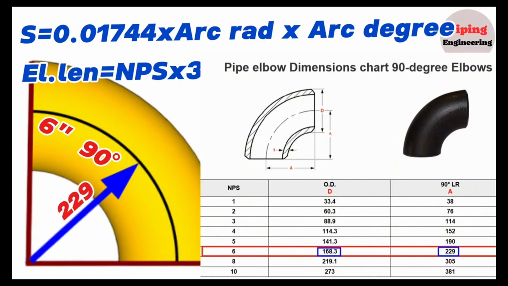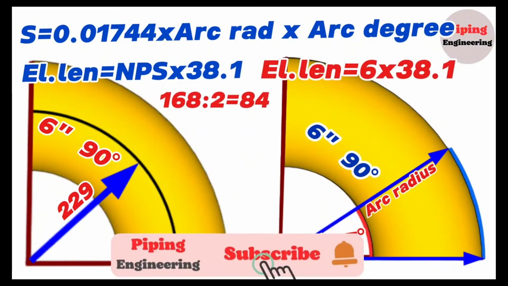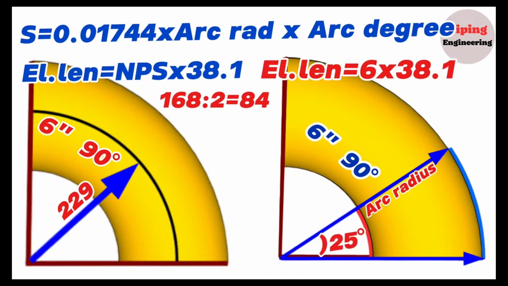An arc with a radius of 229 millimeters is an imaginary line through the center of a 6-inch 90-degree elbow. As you can see, I have shown it in black color. Also, we know the outside diameter of the elbow is 168.3 millimeters. Half of 168 equals 84 millimeters. If we add 84 millimeters to 229, which is the radius of the 6-inch 90-degree elbow, the number obtained will be the radius of the outside blue color arc of the 6-inch elbow.